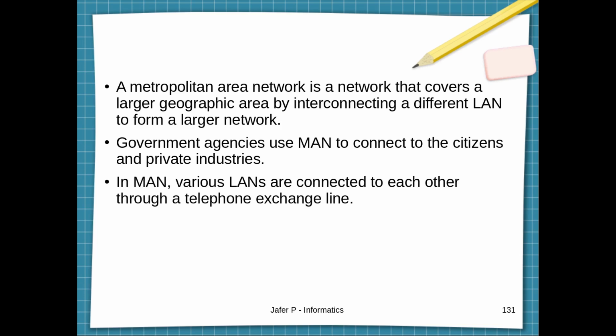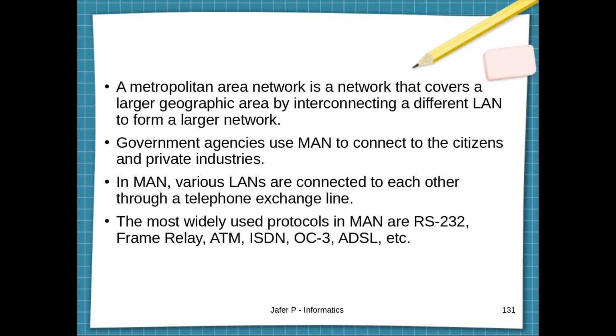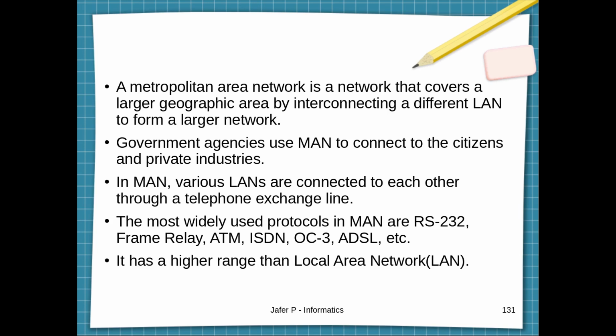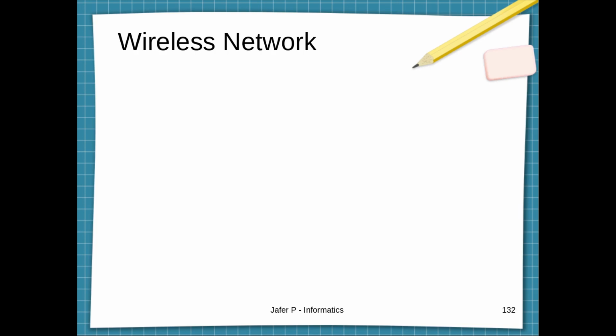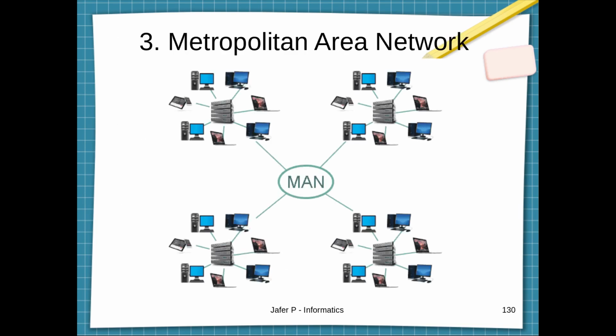In MAN, various LANs are connected to each other through a telephone exchange line. So in this case, the LANs are connected through telephone exchange line. The most widely used protocols in MAN are RS-232, Frame Relay, ATM, ISDN, OC3, ADSL, etc. It has higher range than local area network. Higher range means the area it covers is higher than a local area network. That is about metropolitan area network.